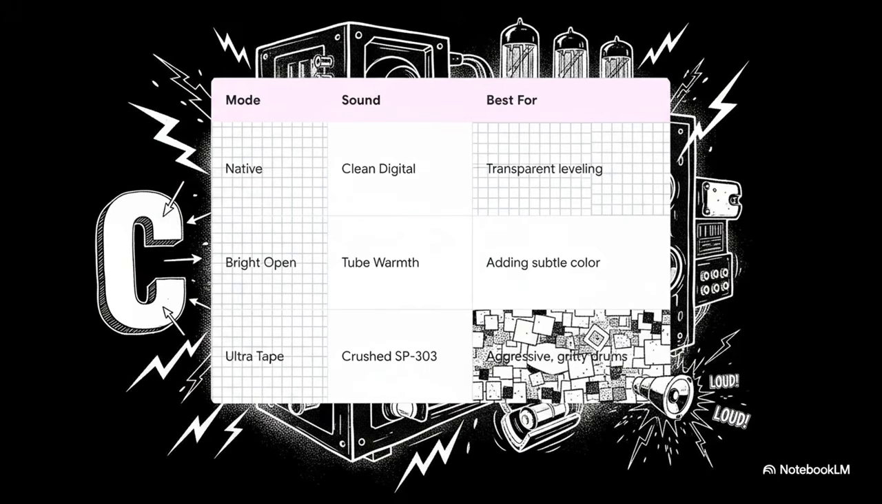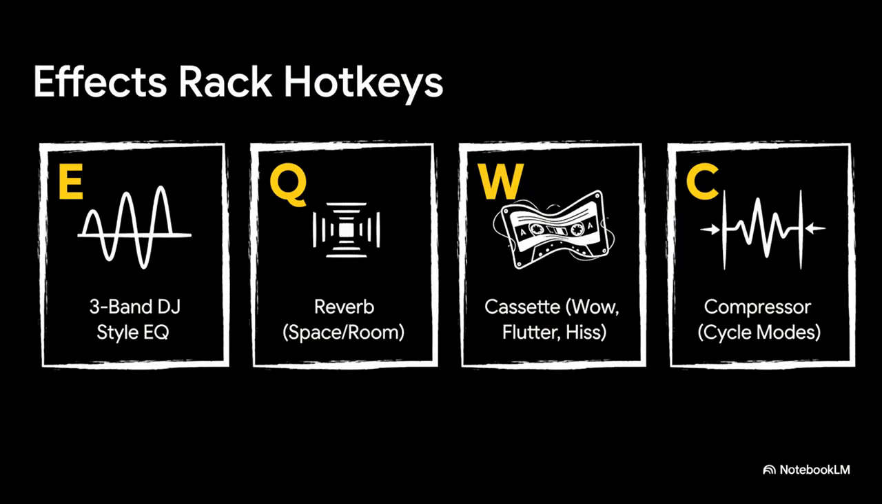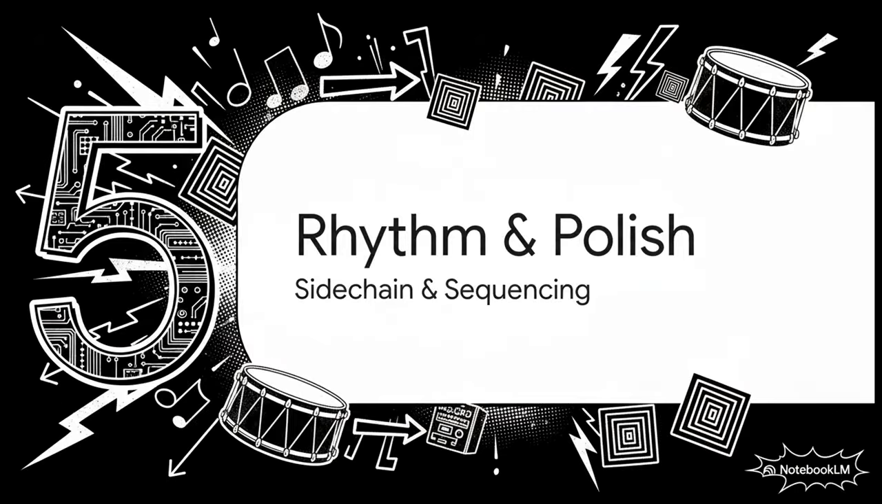Just a quick warning though, make sure you turn your volume down before you switch that one on because it gets loud. The other main effects are just as easy to get to. You hit E for a simple 3-band DJ-style EQ, Q adds some nice reverb space, and my personal favorite, hit W for the cassette effect. It gives you that beautiful old-school wow, flutter, and tape hiss. It's just fantastic.